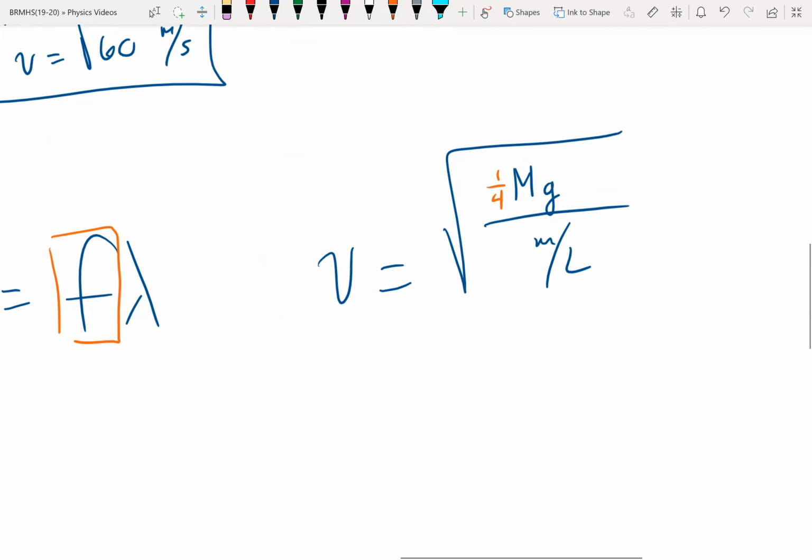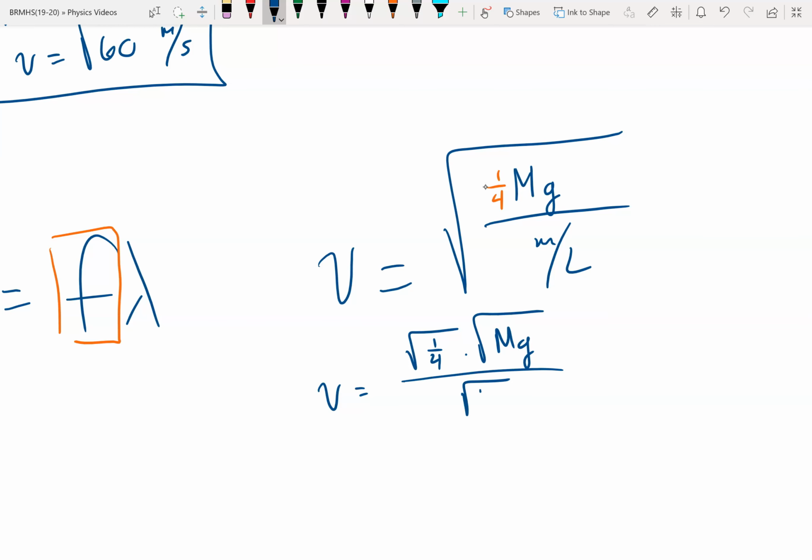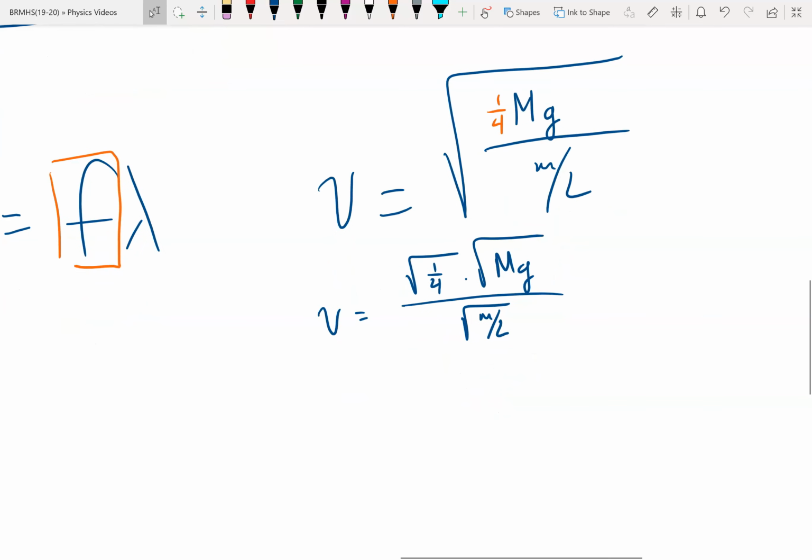If I have 1/4 the tension force, represented here by mg, the gravitational force of the hanging block, I have 1/4 of that, and that 1/4 is under the radical. I'm going to have the square root of 1/4 upstairs. If you want to see that mathematically, that's another way to write this. I could say I have the square root of 1/4 times the square root of capital M times little g, divided by the square root of little m over capital L.